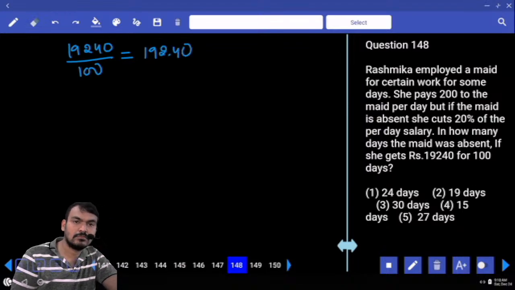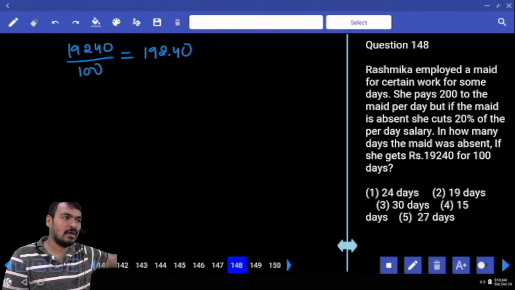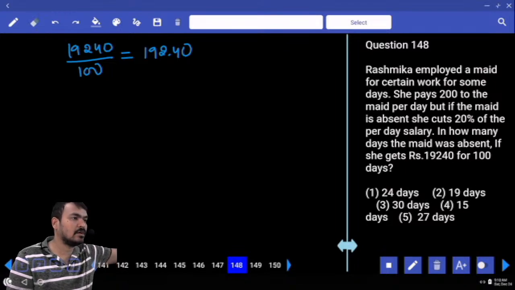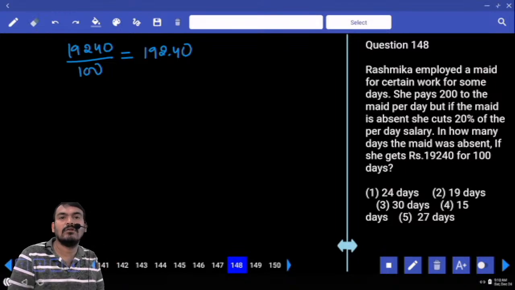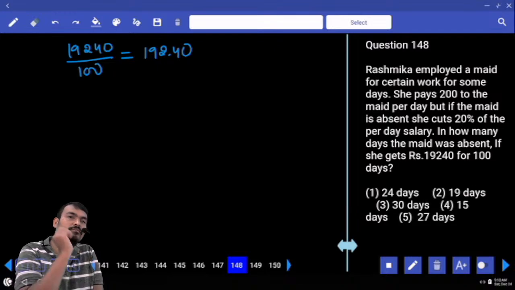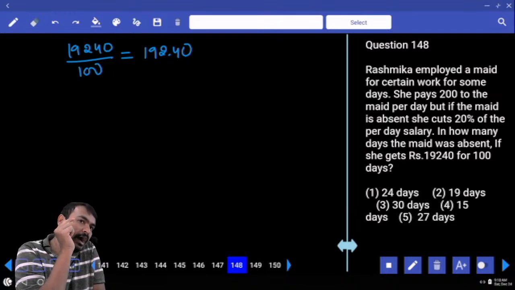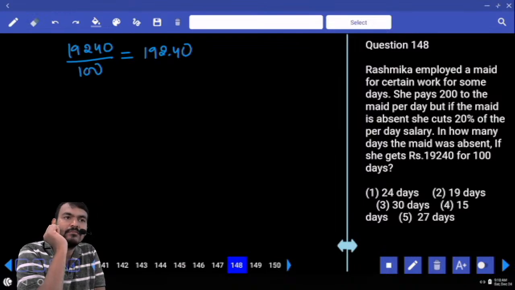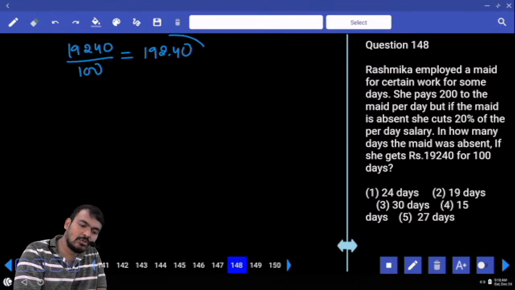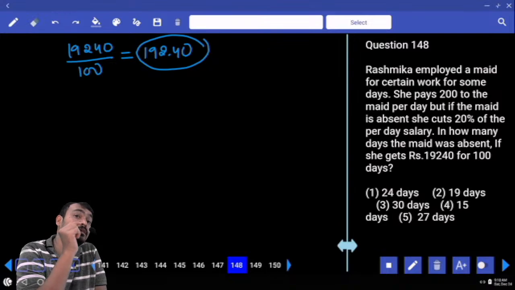192.40. 100 days value is how much? 19,240. What is the per day value? 192.40. In 100 days, absent days and working days, yes or no? In 100 days, some are absent, some are working. In 192.40 also, it is working money and absent money, per day or number of days?